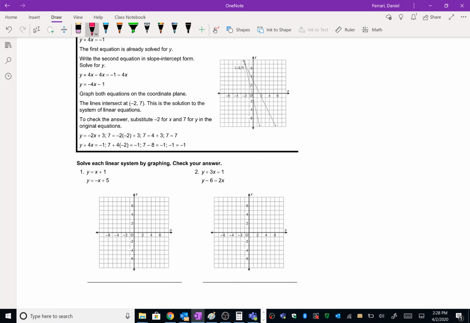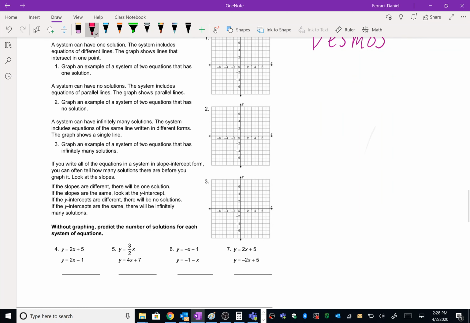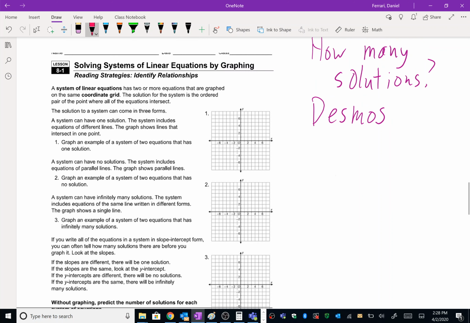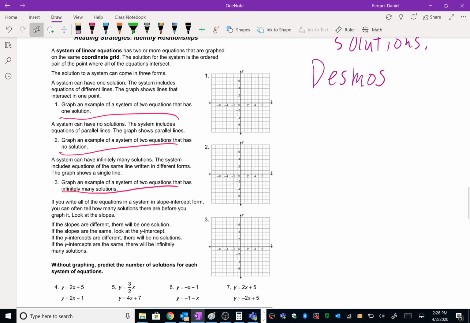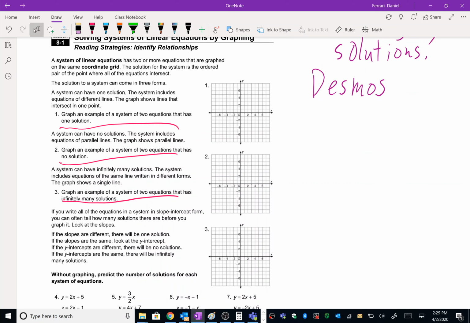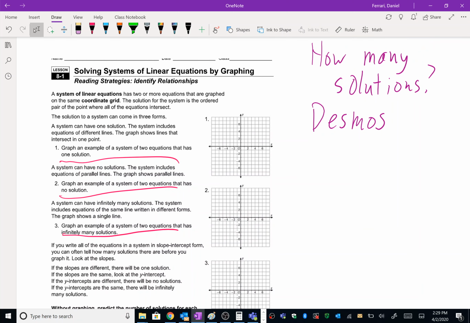Okay, all right. The one last one that we are going to talk about. Okay, and that is this page. Solving systems of linear equations by graphing. So this one has you doing a few different things. So it says graph an example of two equations that have one solution, graph an example with no solution, graph an example with infinitely many solutions, and so on. The best place to go for this one is my other video that talks about the problem that says how many solutions, because I go through each one of these and show you examples of what they would look like.